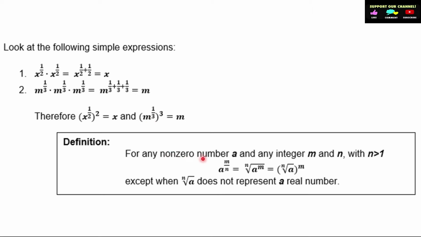So for any non-zero number a and any integers m and n with n greater than 1, a to the power of m over n is just equal to the nth root of a to the power of m, except when the nth root of a does not represent a real number.